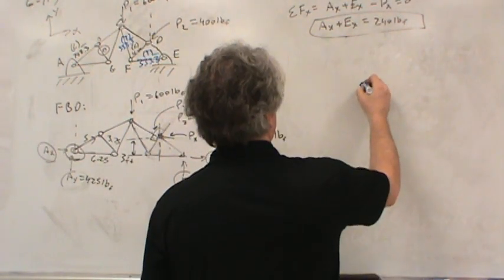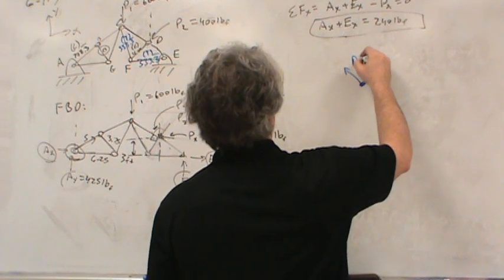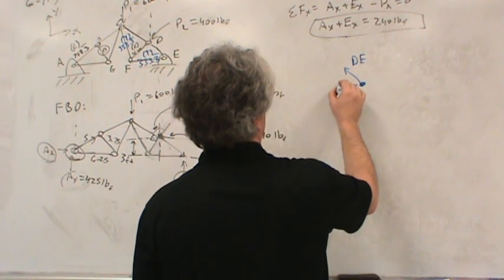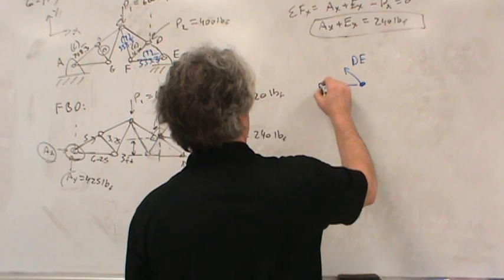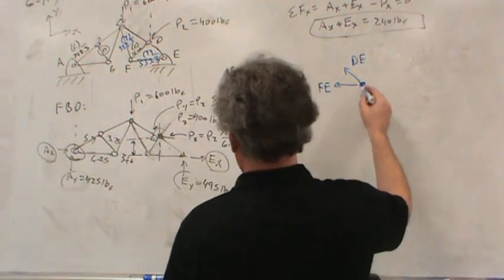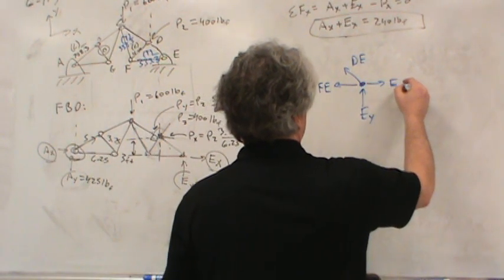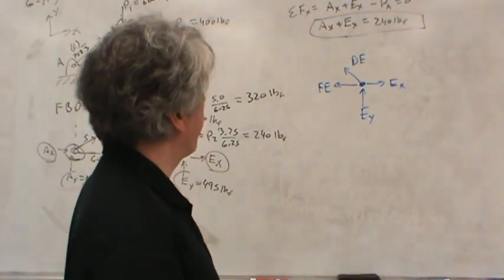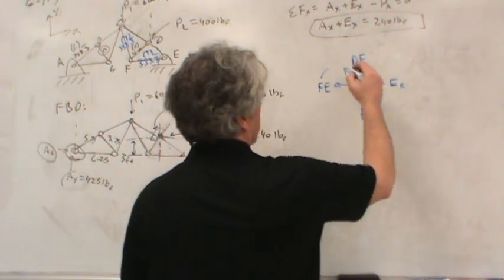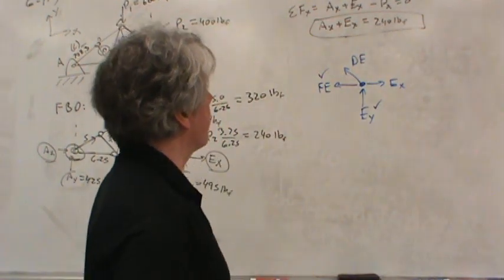For point E, we'll write that we've got DE. We've got a tensile load like this of FE, which we've just computed. And we've got, what have we got? EY and EX. Okay? So we know, actually this may not help us. No, we know two of these. We know EY, don't we? We know FE and EY. Yeah, we can do this.